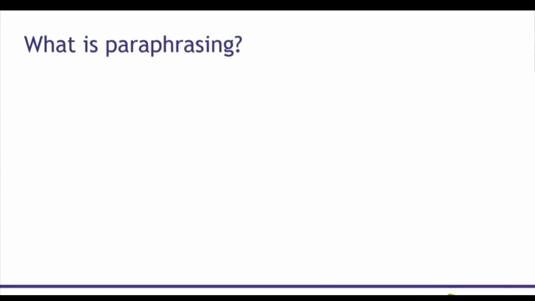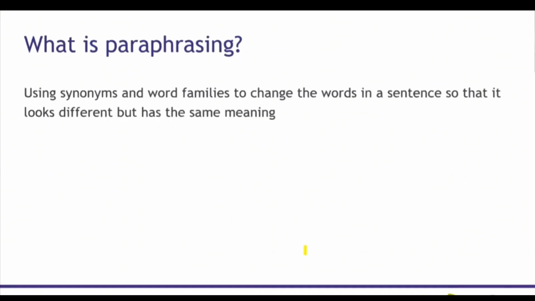Okay, so what is paraphrasing then? We've looked at synonyms, we've looked at word families, and paraphrasing is using these to change the words in a sentence so that it looks different, but it has the same meaning. It's really important that we concentrate on the fact that the meaning has to be the same if we're going to paraphrase.